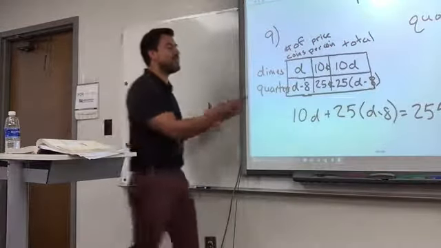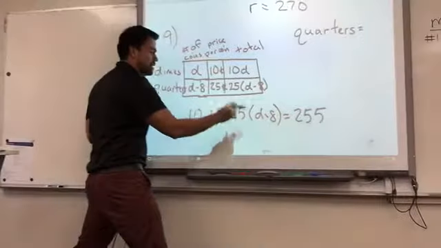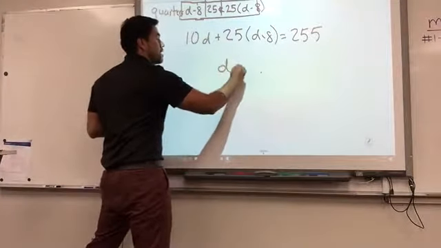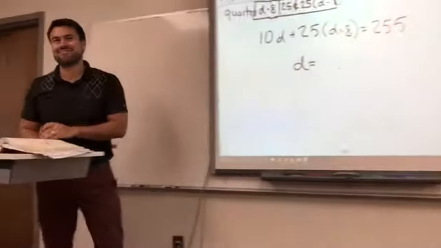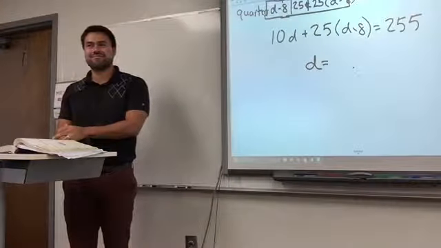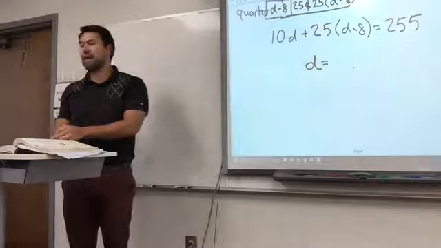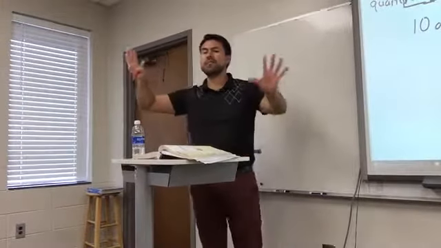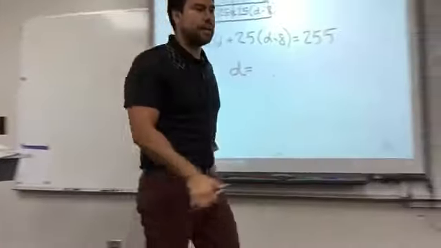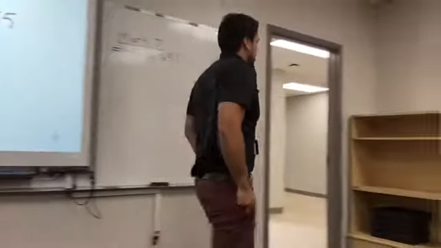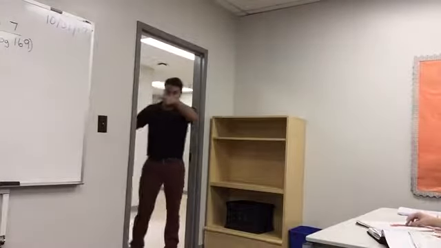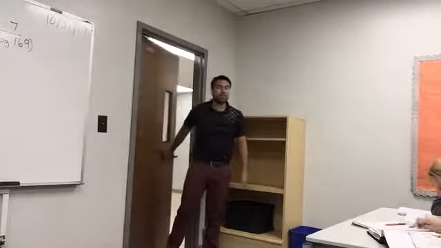All right, what'd you guys get for D on this one? I hope at least some of you got it. Oh, I got it. How many of you are still working on it? I'm done. Okay, keep working. I'm going to give them just a few more moments. Right now we're finding the number of dimes, D, and then we're going to find the number of quarters right after.